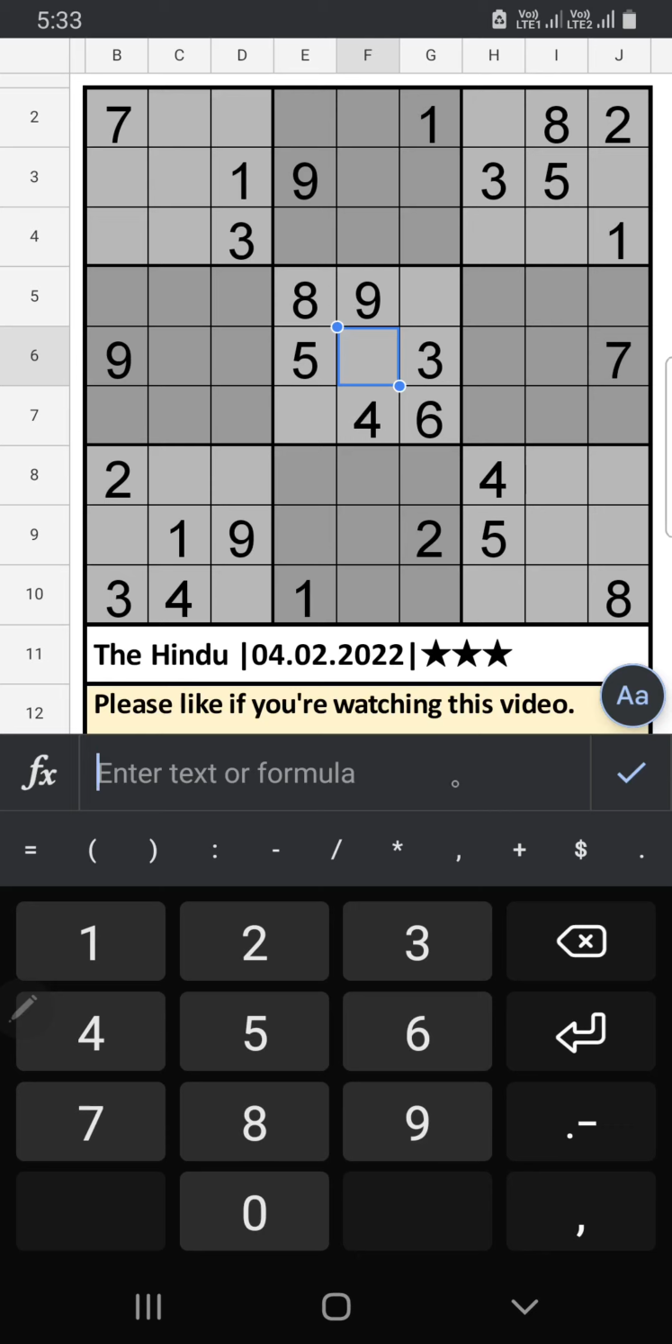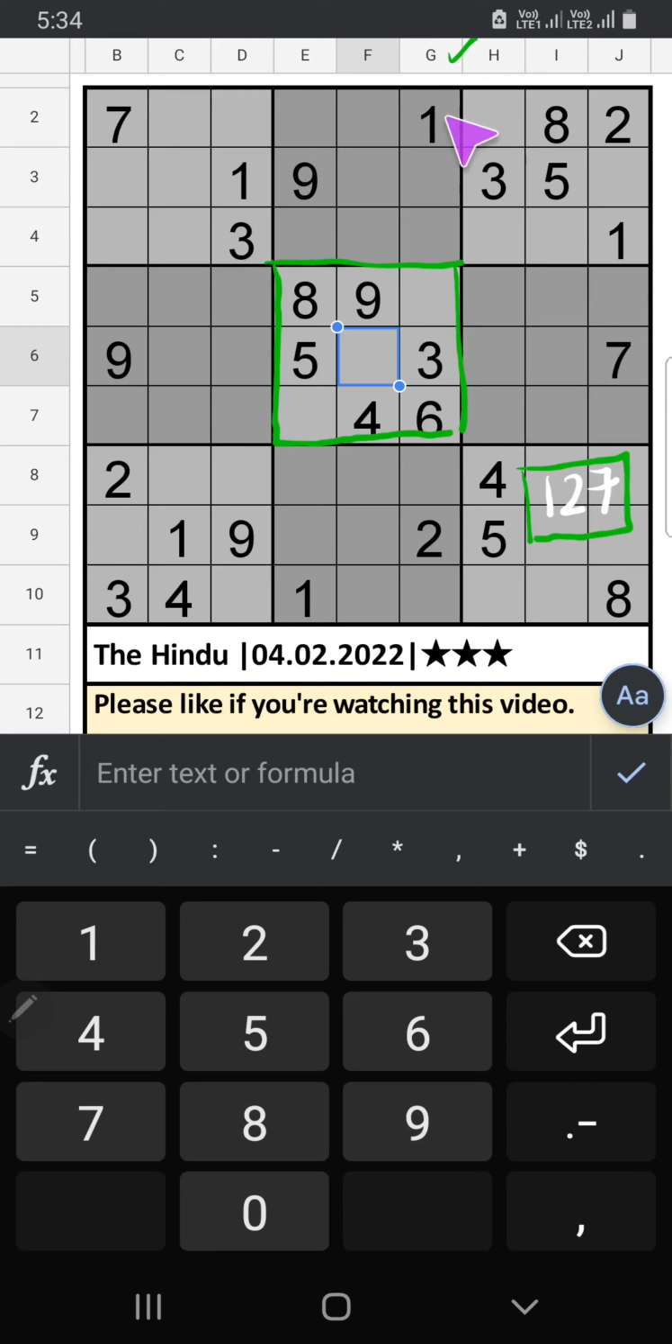Welcome to SkVm Sudoku. I am going to solve the Hindi newspaper Sudoku puzzle of February 4, 2022, 3-star Sudoku. 5th grade. 3 numbers are remaining, 1 to 7.